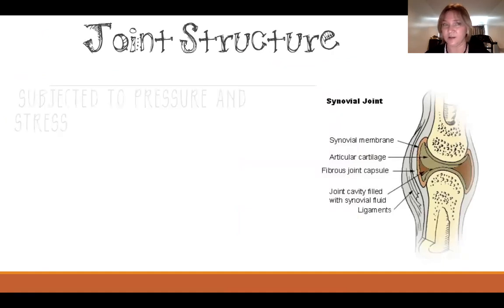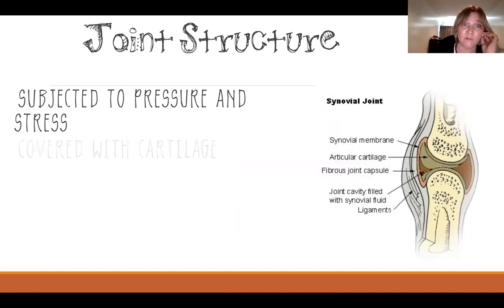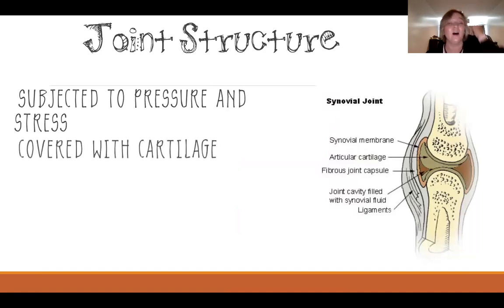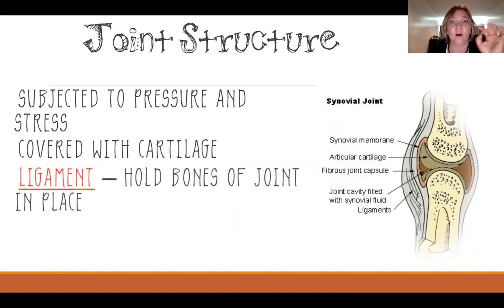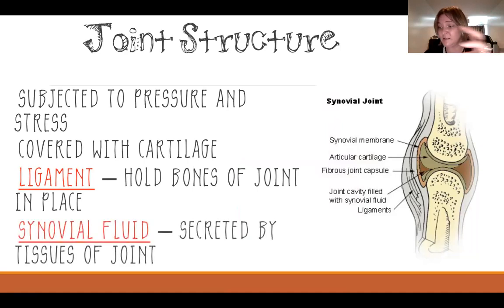Now, your joints are subjected to the most pressure and stress of any area in your body. So they are covered with cartilage. We also have ligaments that hold these two bones together. So ligament holds bone to bone. And finally, inside the joint, you have synovial fluid, which is secreted by the tissues of the joint. All of this is meant to cushion.